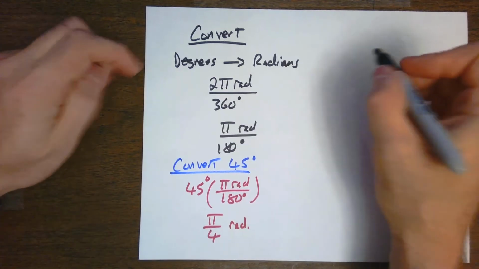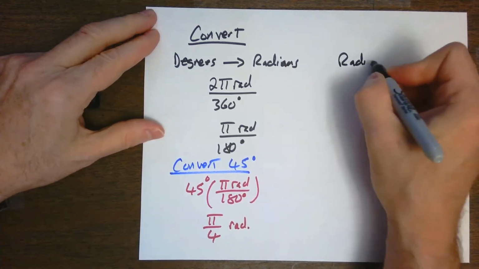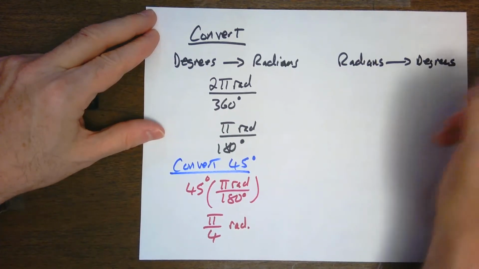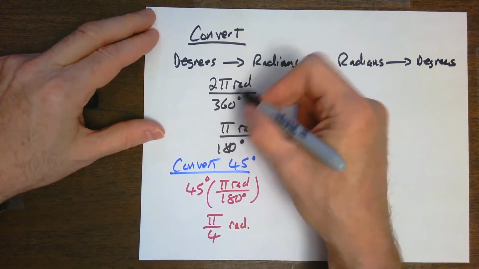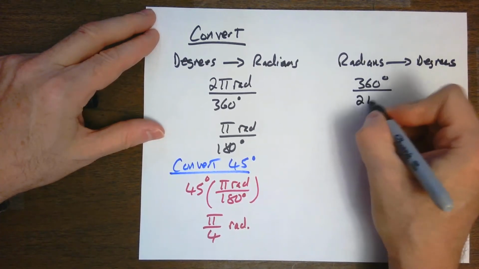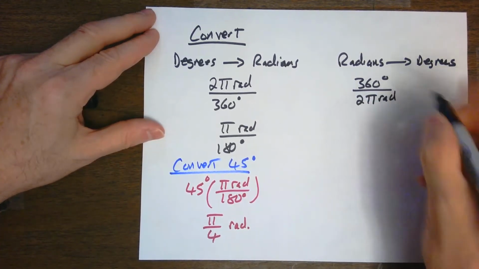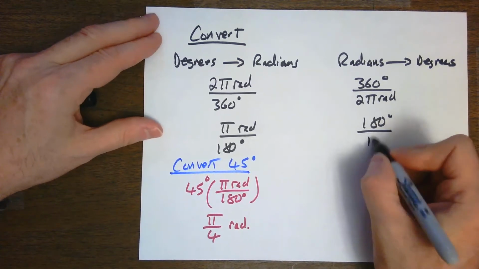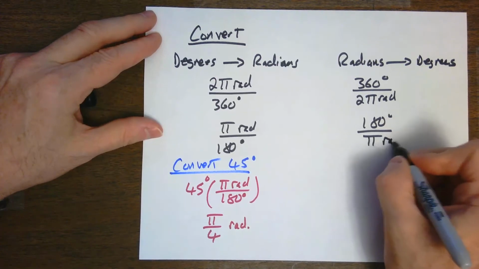All right, what about converting the other way? Radians to degrees. Well, I'm going to use the same unit conversion, but this time I'm going to say 360 degrees is 2 pi radians, and I can simplify this into 180 degrees over pi radians.